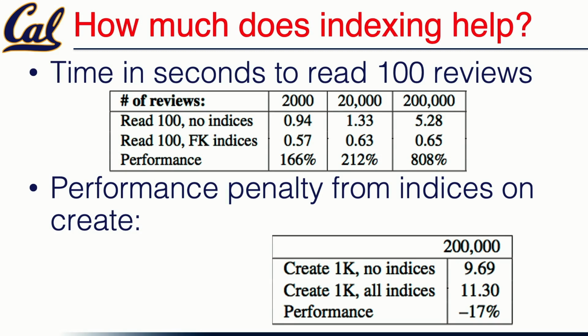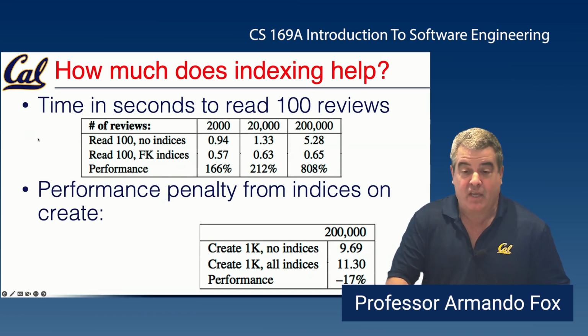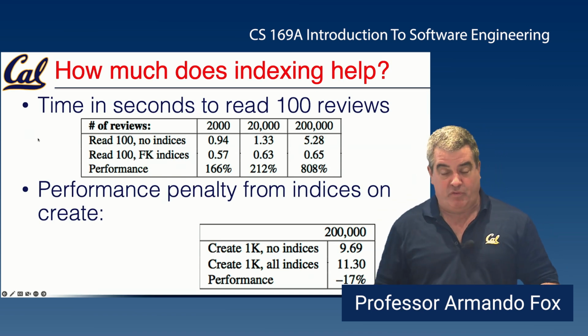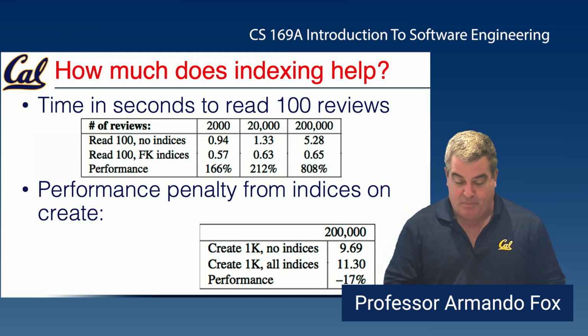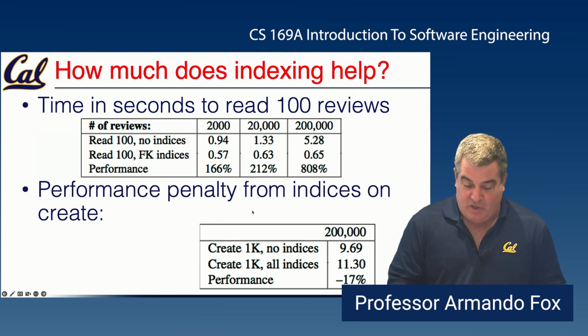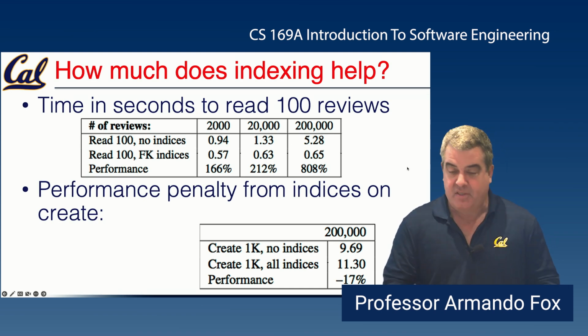We did a couple of micro benchmarks here. If we have 100 reviews and basically we have no indices, foreign key indices versus foreign key indices. So basically the example I gave before, if you're looking up a review by its movie ID, how much does it help to have indexed that column? And you can see that as the number of total reviews in the system increases, you get huge performance wins from having these indices in place.